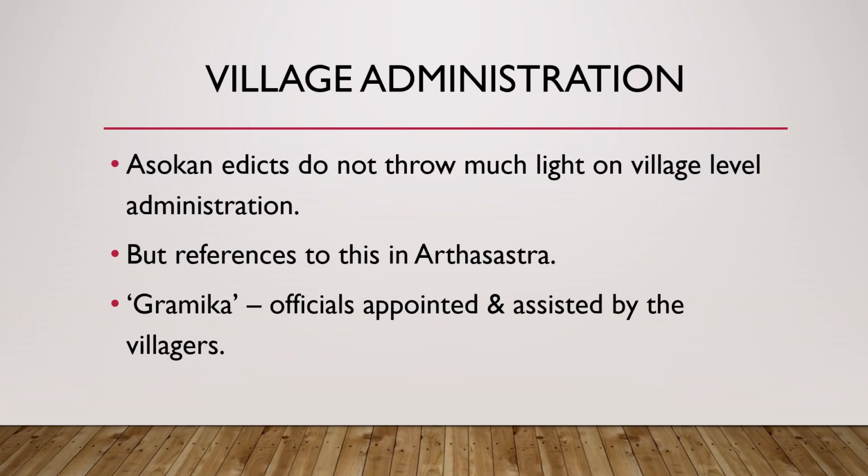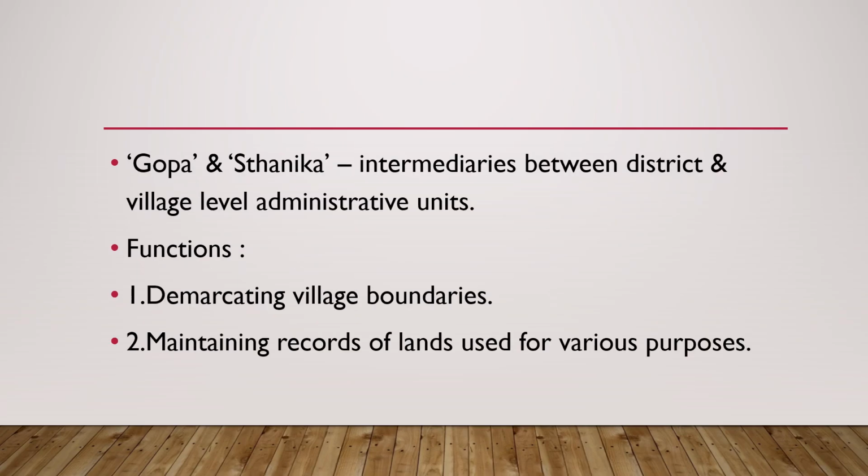Village administration. The Ashokan edicts do not throw much light on village level administration, but there are references to this unit of administration in Arthashastra. It appears that the officials at this level were local people appointed and assisted by the villagers. The term mentioned for such officials is Gramika.